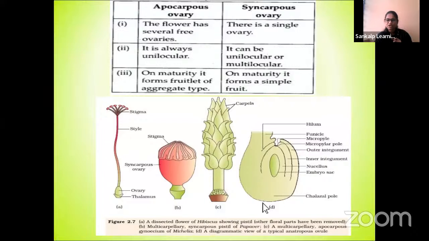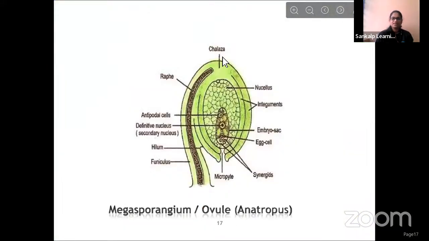And D, whatever you are seeing here, is the structure of an ovule. Megasporangium has another name, ovule. This is the condition of an anatropous ovule. As you can see, the stalk of the ovule is called the funicle. Here there is the hilum. What is the hilum? The point at which the embryo sac attaches to the funicle. Let me show you this.